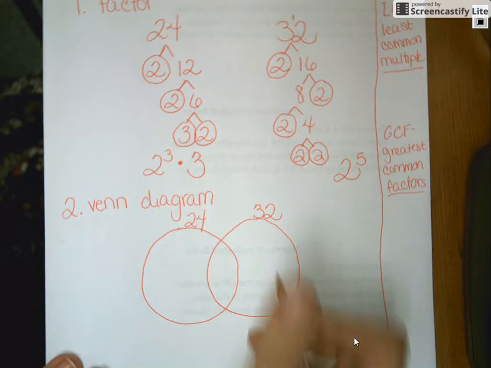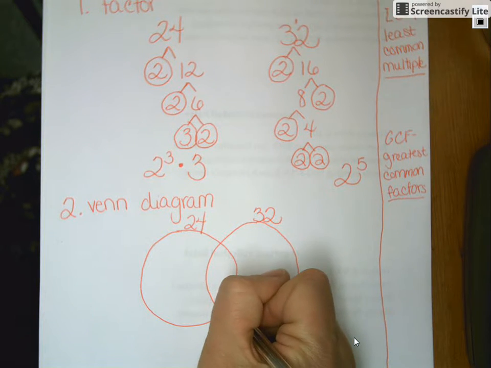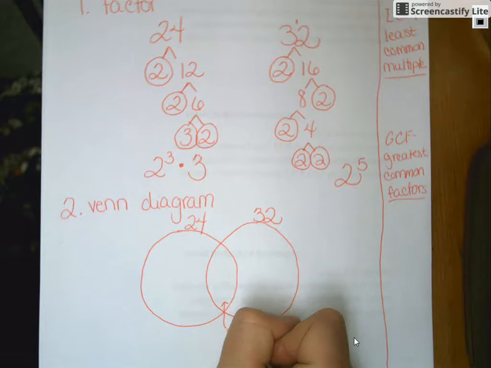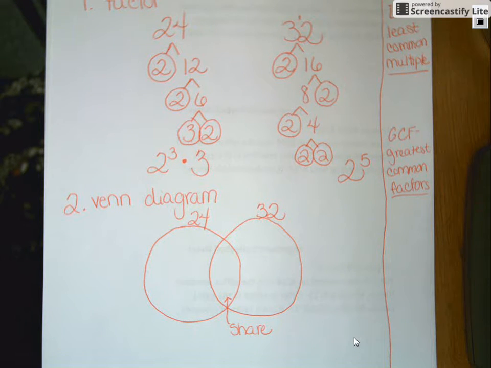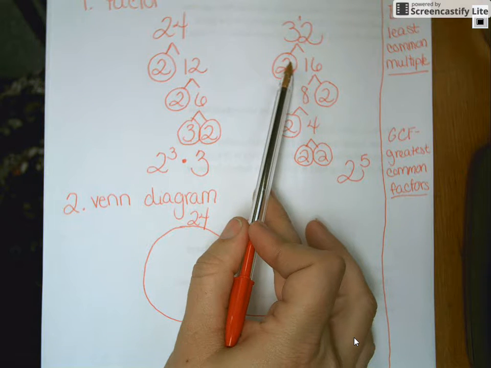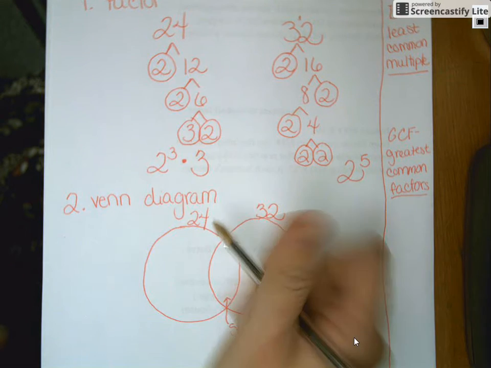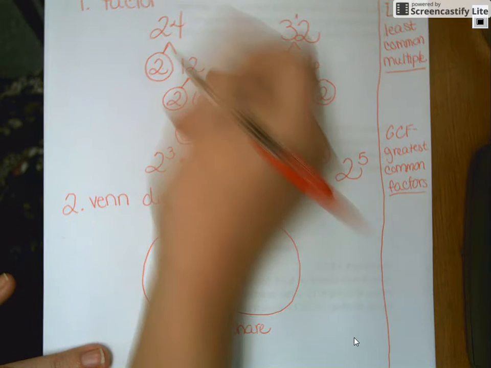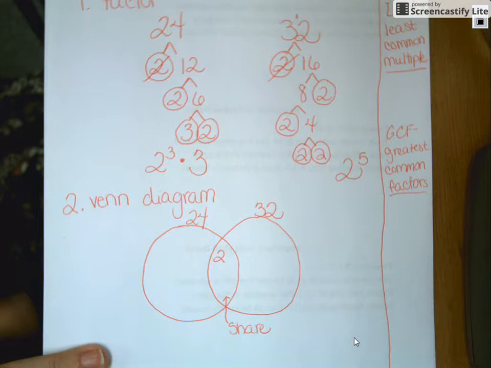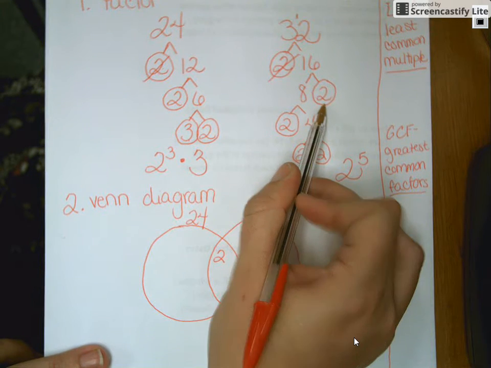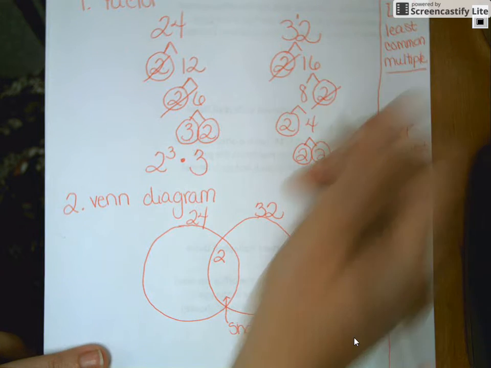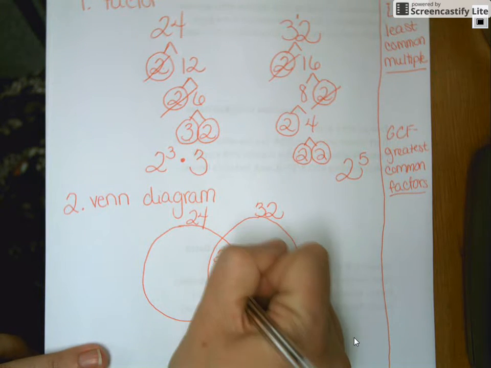The first thing that I do is I look for what they share. What numbers do both factors have in common? So I look here at 24 and 32. Well, they both have a 2, don't they? So I'm going to write a 2 here, and I'm going to cross off one 2 from both numbers. Here's another 2, and I have a 2 over here as well. So they both share it. So I'm going to do another 2.